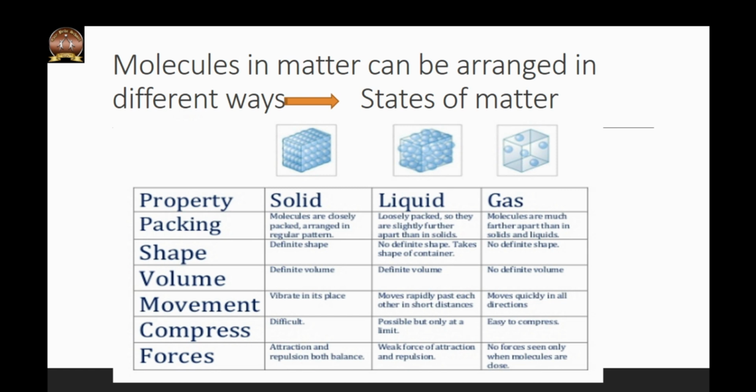The molecules move rapidly past each other in short distances, but they still remain associated with each other, but the bonds are somewhat weak and they keep on making and breaking bonds with each other. These liquids can be poured because of this property. Gases, the molecules move quickly in all directions, move too quickly to form any bonds with each other.